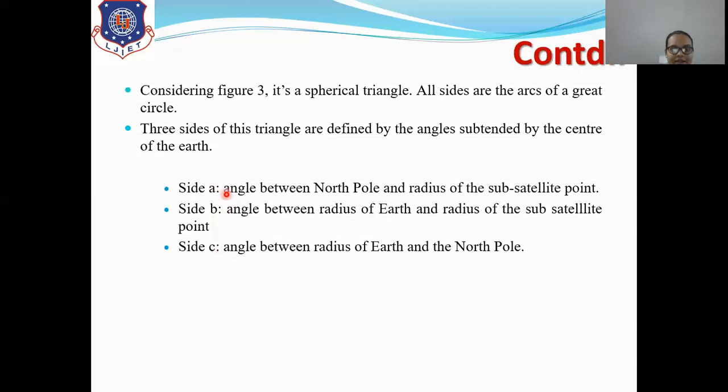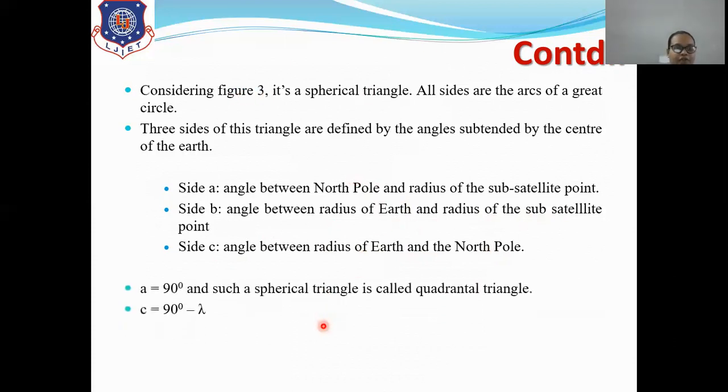So what is side A? It is the angle between the North Pole and the radius of the sub-satellite point. And side B is the angle between the radius of Earth station and the radius of the sub-satellite point. And side C is the angle between the radius of Earth station and the North Pole. This you can relate with your figure 3. Clear? Now, how can we find that?